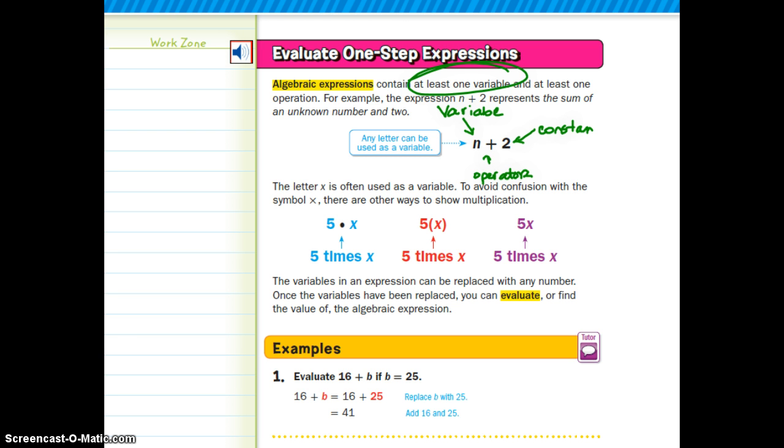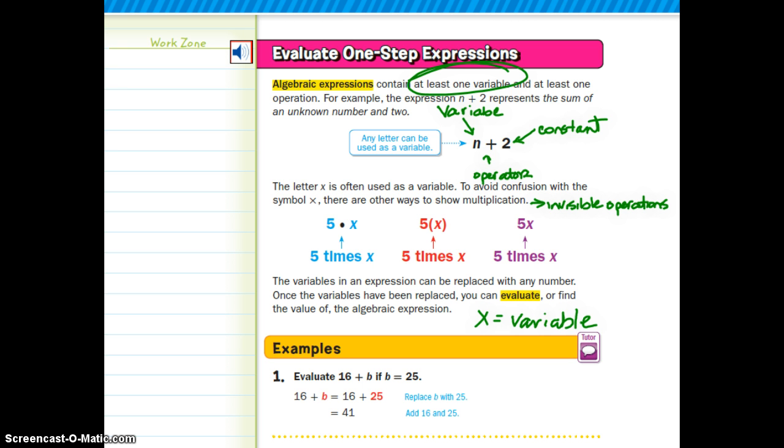A constant never changes. A 2 is a 2 is a 2 and will always be a 2. And again, remember I said multiplication is the invisible operation. This is what makes people confused all the time. I know I can use the dot. I can also use the parentheses. But when I say 5x, what I'm really saying is 5 times whatever x happens to be. So x is my variable. X is not a multiplier. X is my variable.